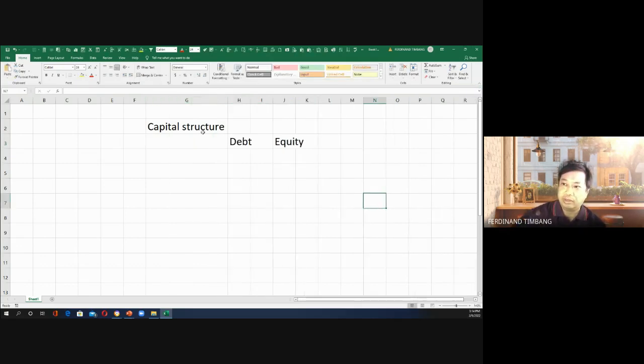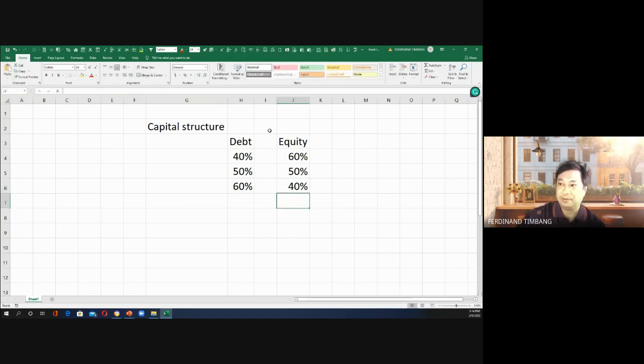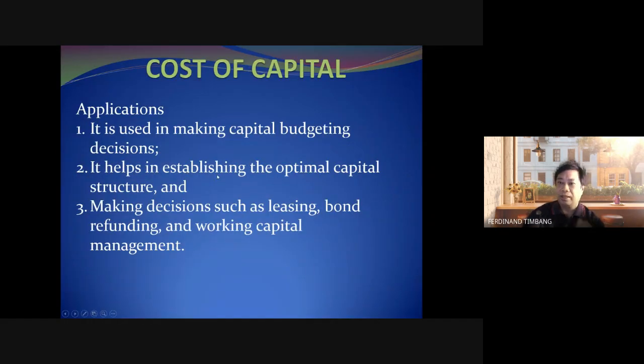So based on what we learned in capital structure theory, the price of the stock would be dependent on the capital structure of the company. So depending on 40% debt or 60% equity, or maybe 50% debt and 50% equity, or pwede rin naman maging 60% debt or 40% equity. So using the cost of capital, it will change your capital structure. So the combination of which, we can obtain the WACC, the weighted average cost of capital. So the reason why, pagdating nito, it helps in establishing the optimal capital structure. Diba? Kasi yan, cost of capital affects the capital structure of the company.